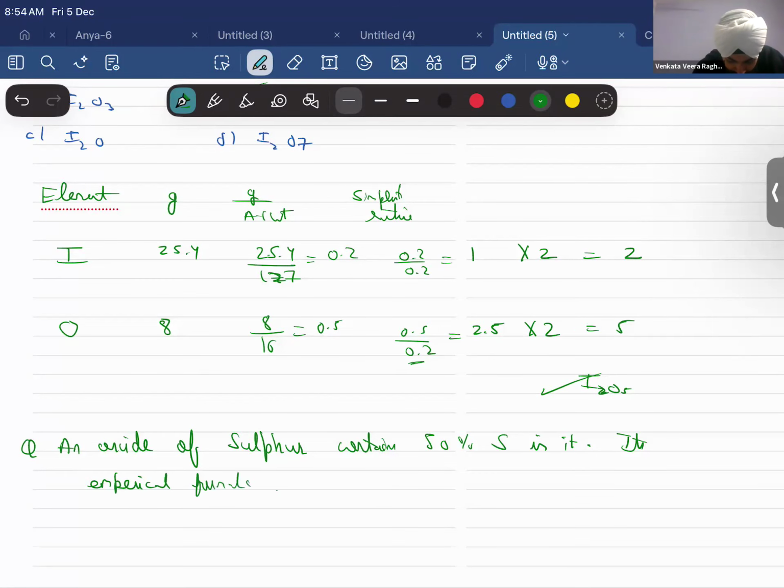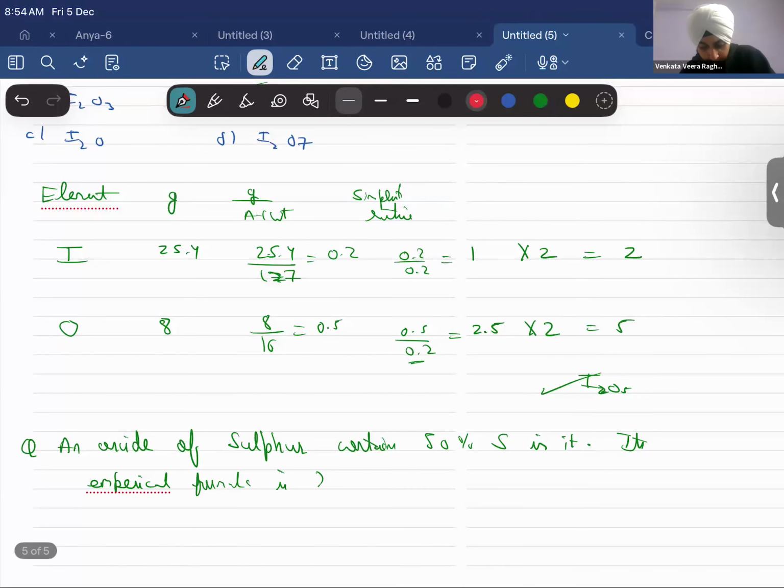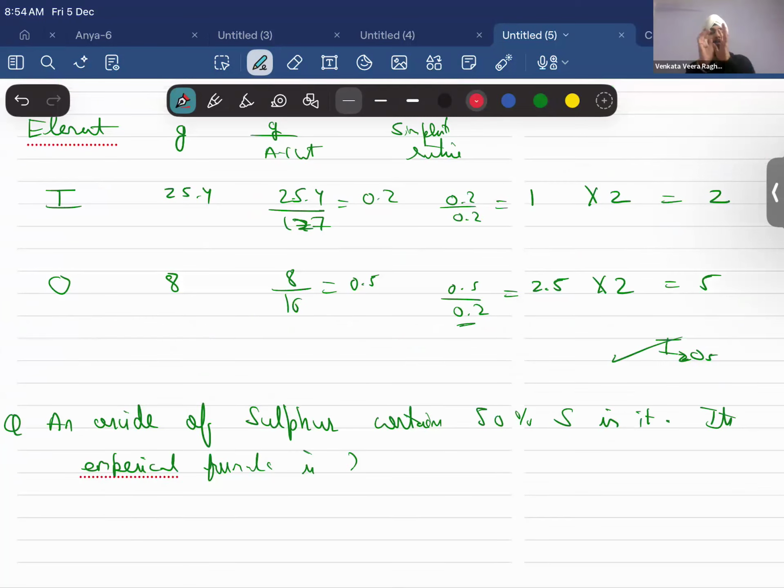Its empirical formula is... there is no need to use a lot of brain. Think a little bit and you will be able to do it. They are saying that there is an oxide of sulfur which has 50% sulfur in it. The rest is oxygen. SO2, obviously SO2.